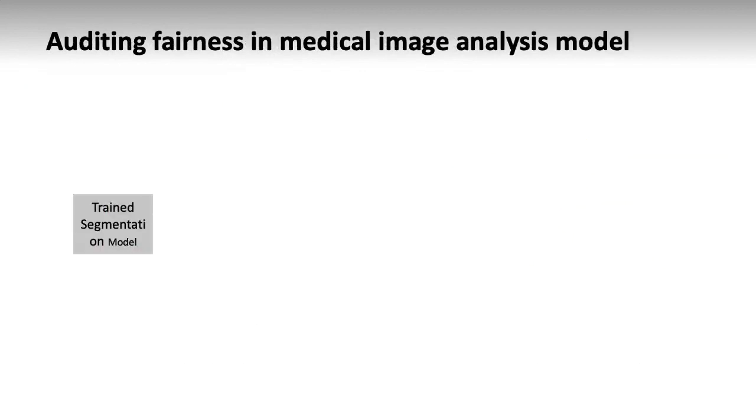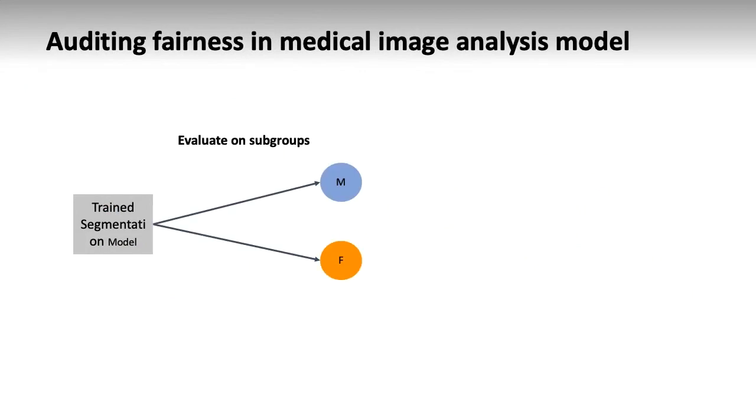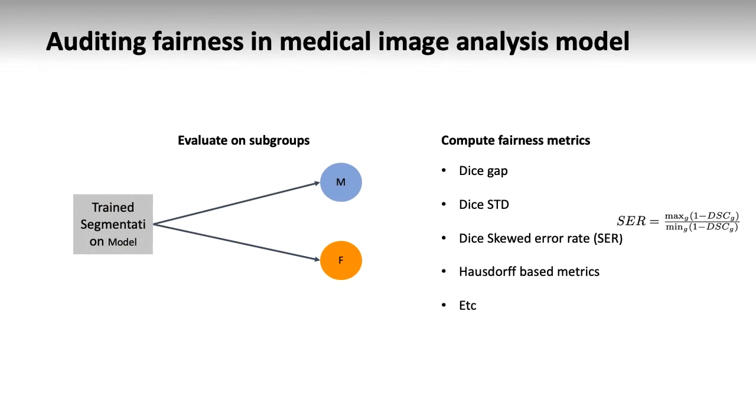Now the point is, if you want to audit fairness, how do you do that? How do you audit fairness on a given segmentation model in this case, but it could be the same in other types of models? Well, it's really simple: you take your model and evaluate the performance on the different subgroups that you are auditing for. So I take my segmentation model, I take a bunch of male patients, female patients, and I compute some kind of metric from that.